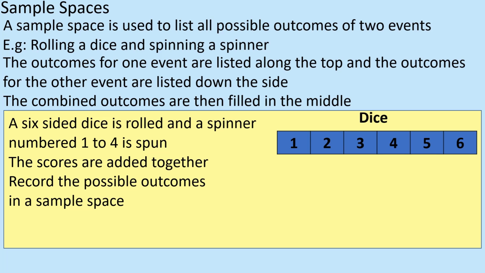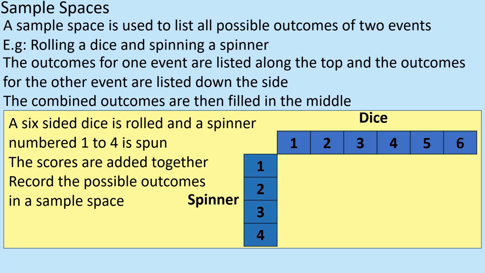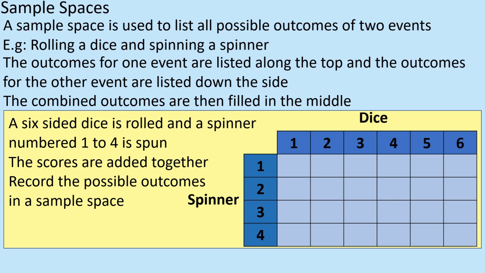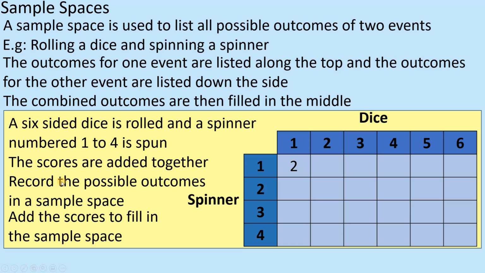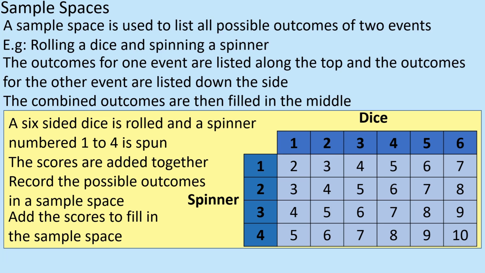So along the top, we've got the dice, 1 to 6. Down the left-hand side, we've got a spinner, numbers 1 to 4. And then what we said is the scores are added together. So what we're going to do is literally write a table and add the scores together. So we've got 1 plus 1 is 2, and then we've got 2 plus 1 is 3, 3 plus 1 is 4, and so on. So we've got the rest of the table completely full. And that, as we say, is a sample space.